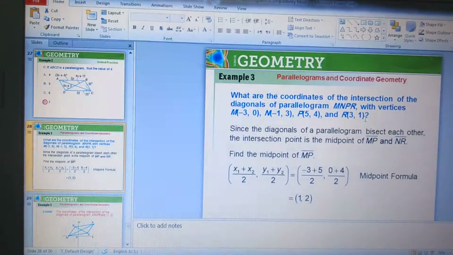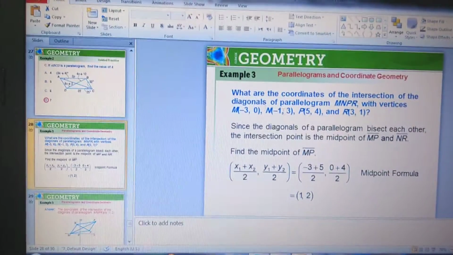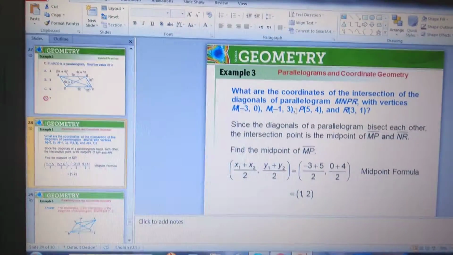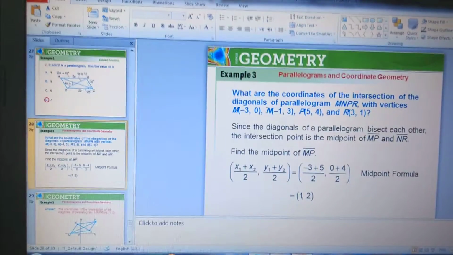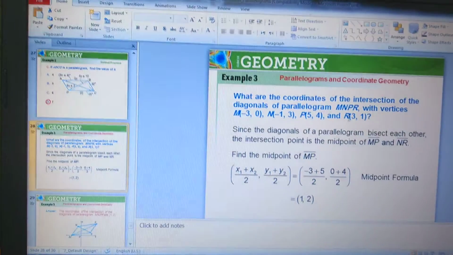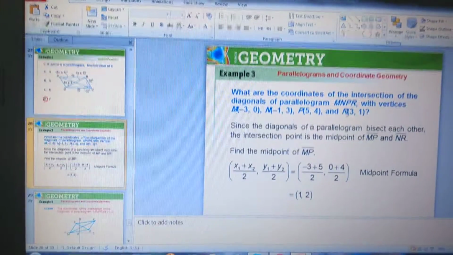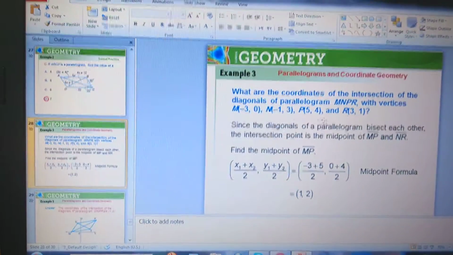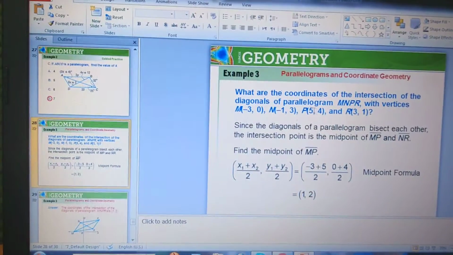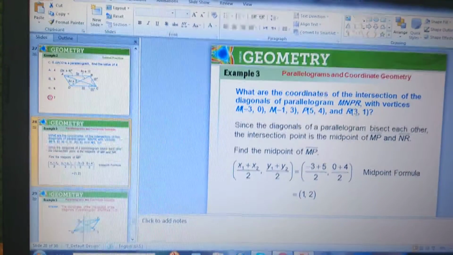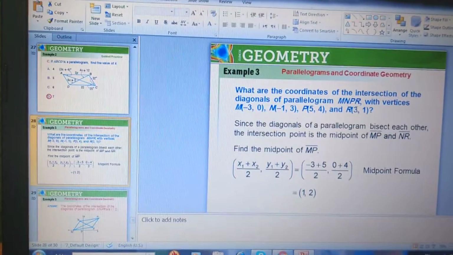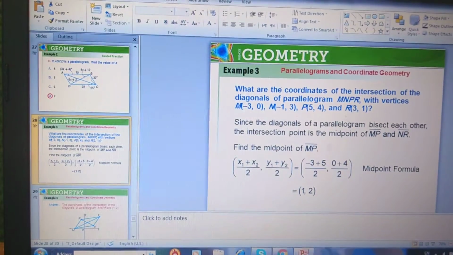Of course, how do I know the diagonals? For diagonals, you always skip one letter. This means MP is the first diagonal, NR is the second diagonal. To find the point of intersection, only find the midpoint of MP or the midpoint of NR. And of course you will get the same coordinate.